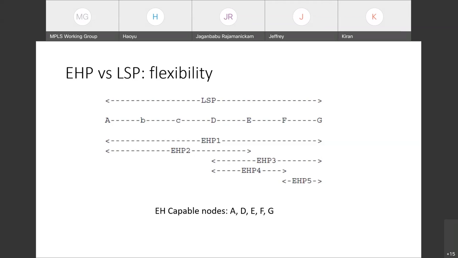I have actually explained that quite a lot. Thank you for that. One more clarification question: do you assume that all the nodes can process all the extension headers?